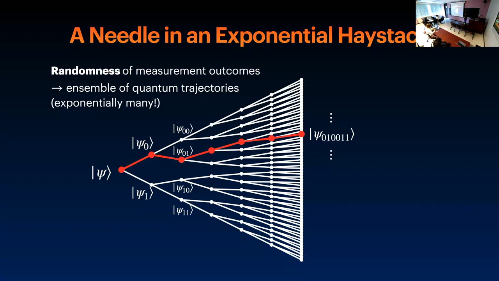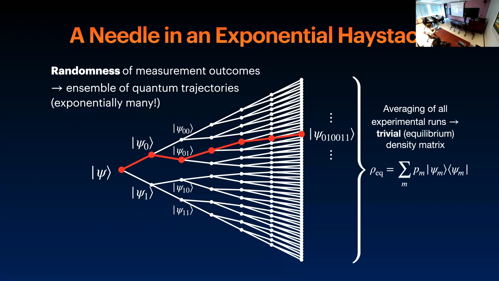And to get the same one twice is very, very hard because there are exponentially many branches on this tree, and if we try it twice, we'll very likely end up on a different wave function. What is further frustrating about this is that the physics we care about, this phase transition and entanglement, is absolutely not visible in the stochastic mixture of these trajectories.